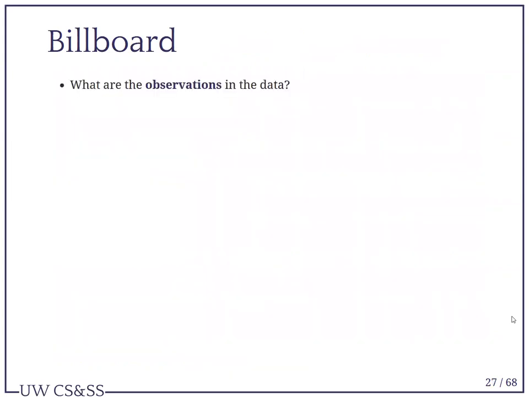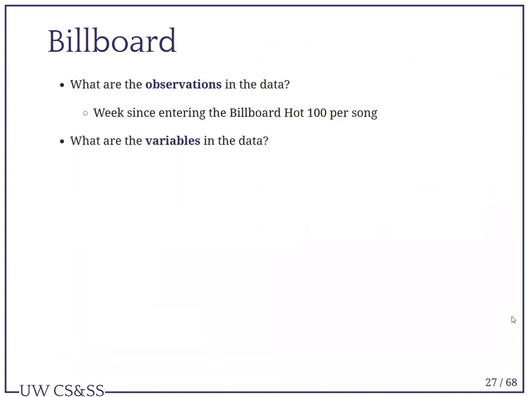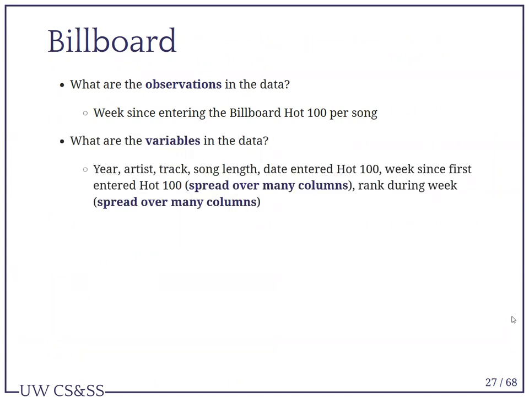So let's talk about what the observations are in this data. It's weeks since entering the Billboard Hot 100 per song. What are the variables in this data? The year, the artist, the track, the song length, the date it entered the Hot 100, and weeks since it first entered. But the weeks since it first entered is now spread over many, many columns, and the rank during the week is also spread over many, many columns.